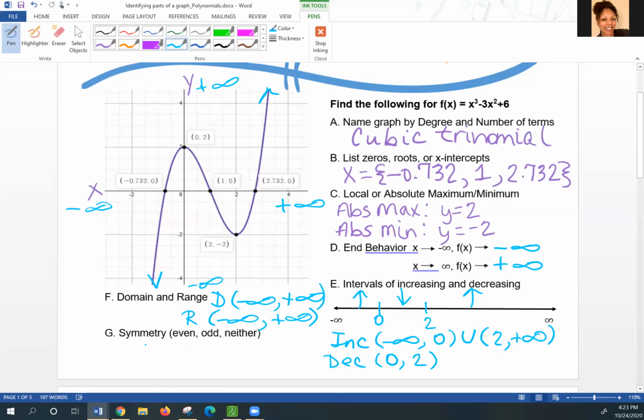Symmetry: you can either have even, odd, or neither, and it's based off of your exponents. If I have a mixture of odd and even numbers, then this graph is going to have a symmetry of neither. If it were all even degrees, then of course it would be even. If it were all odd degrees, it would be odd. So that's how you identify a cubic trinomial in this instance.